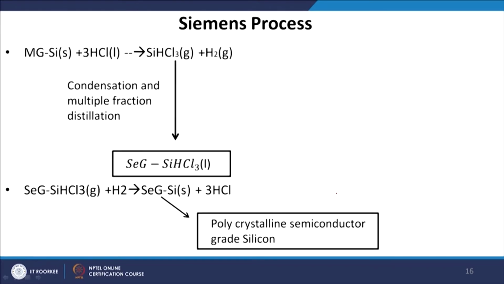So, the reaction process can be summarized by the following method. We start with metallurgical grade silicon, MGS, and we react it with 3HCl, hydrochloric acid. What will happen? We will make chlorosilane SiHCl3, which is a gas, plus hydrogen. Silicon will react with this HCl to make SiHCl3 and hydrogen. Now, this SiHCl3 has been condensed and it went through further multiple fractional distillations. So, fractional distillation has been done of this chlorosilane.